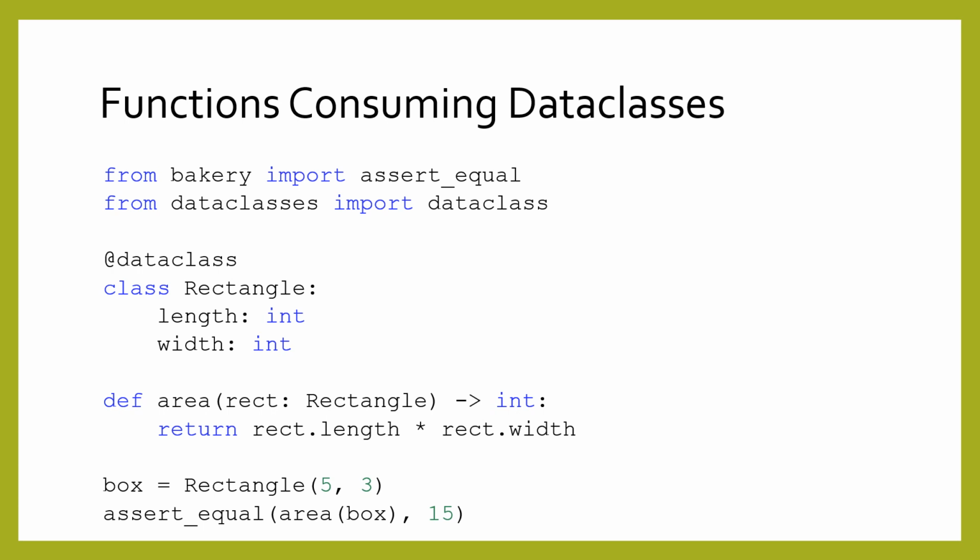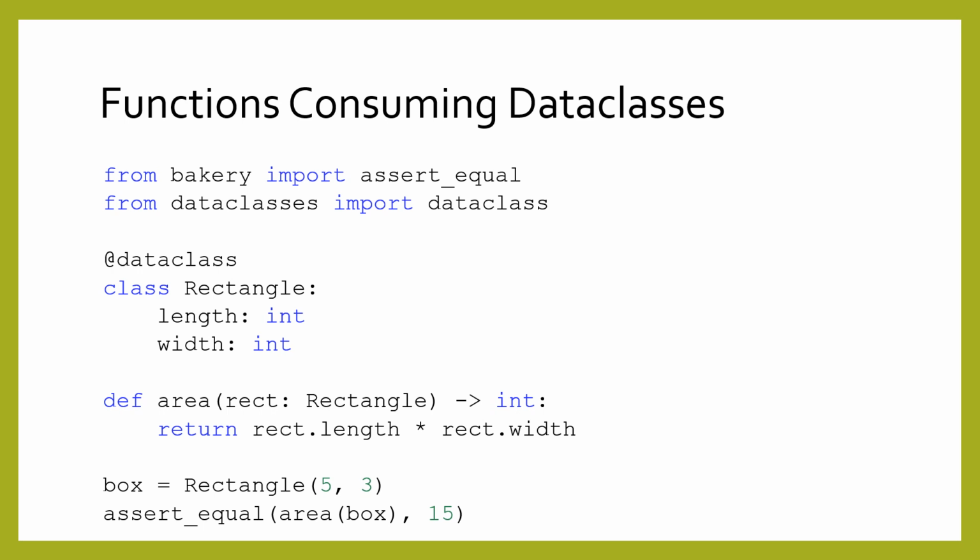Just to recap, we have a data class named rectangle, which is also the name of the constructor and the new type rectangle that was created. We can assign a constructed instance to a variable of our own choosing, which in this case was box. That variable can then be used as an argument to a function consuming a rectangle, like the area function.